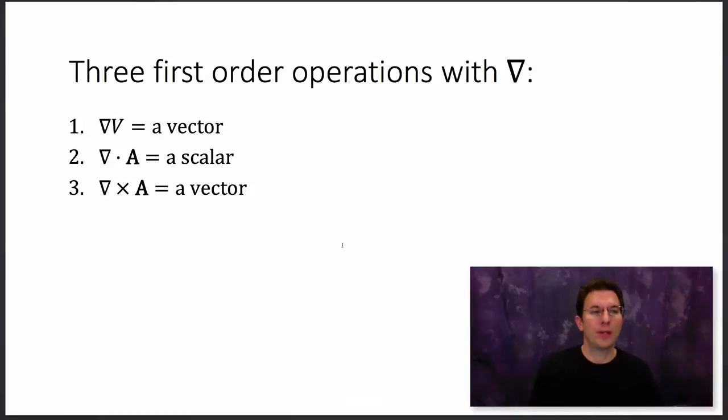Just to summarize here, the gradient of a scalar gives you a vector. The divergence of a vector gives you a scalar, and the curl of a vector results in another vector. These are things you need to understand so you have some expectations. What is the quantity? Is it a scalar? Is it a vector? What am I operating on? Is it a gradient? Is it a divergence? Or is it a curl? And what kind of quantity should I expect coming out?